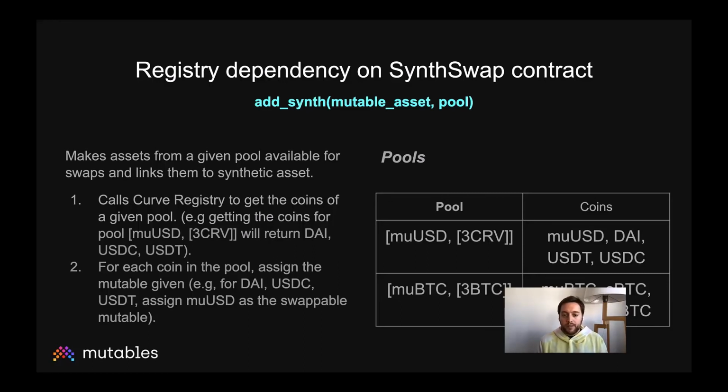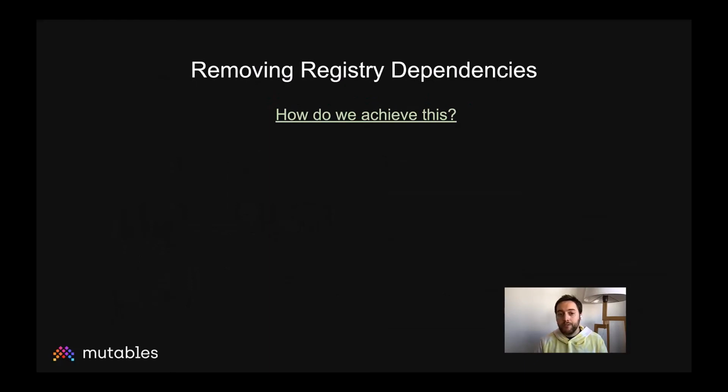But the problem here is that for step 1 to work, this metapool needs to be on the Curve registry, and this is something that only Curve admins can do. As we wanted to avoid having to partner with Curve and do all the due diligence, the easiest way was to work with the metapools and remove these registry dependencies. So how do we achieve this?